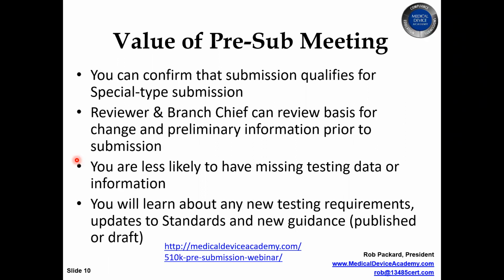You're also less likely to have missing information. So most of the decisions are around 30 days, but some people take longer because they were missing some testing data or some information the FDA wanted. You're less likely to be missing that if you have a pre-sub, because you're going to submit your testing plan and ask questions about it.